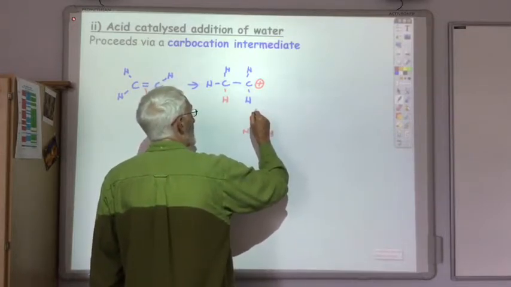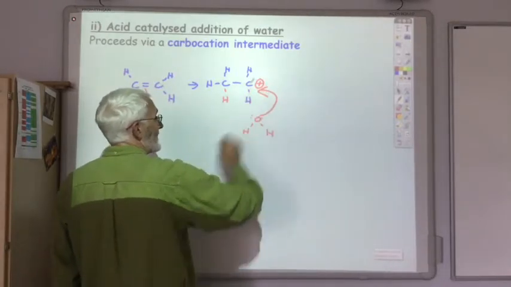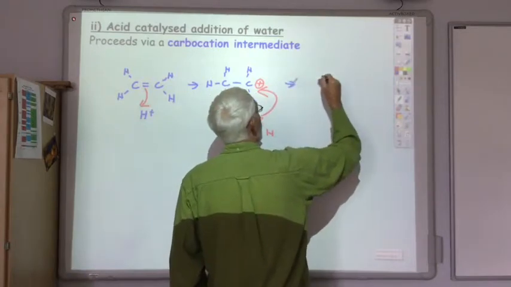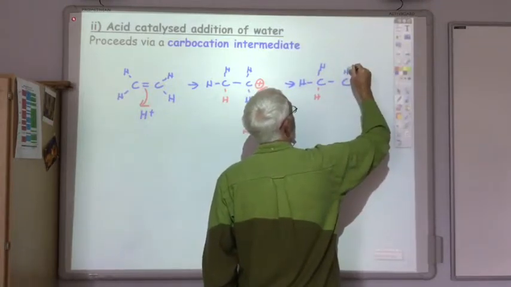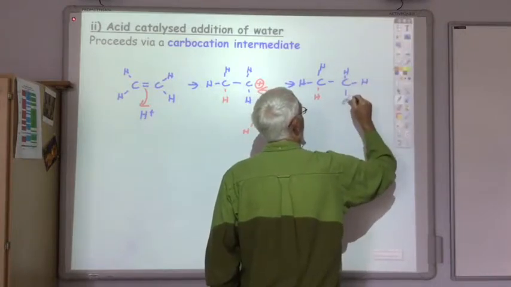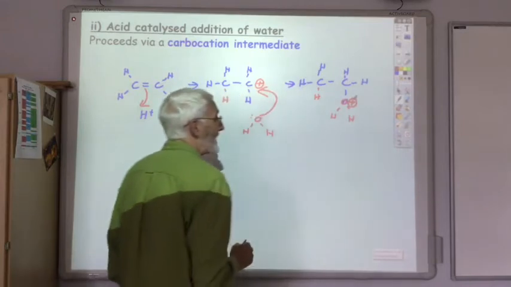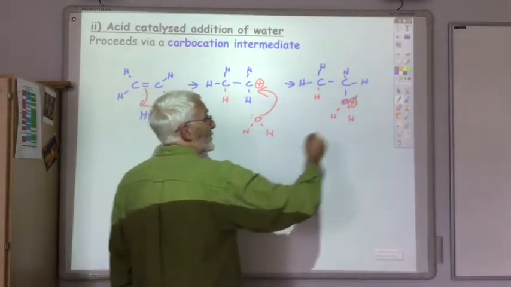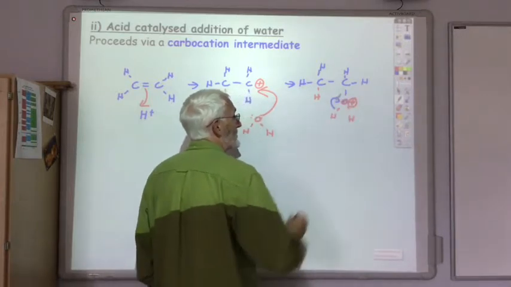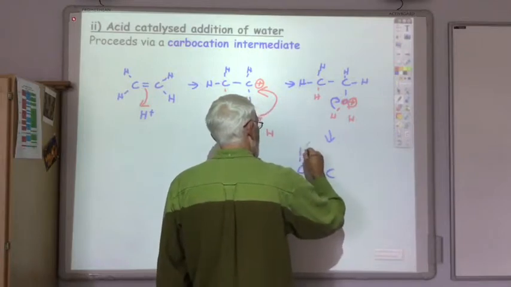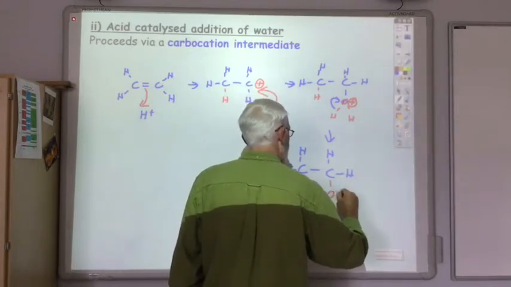Now, the oxygen in the water molecule has got lone pairs, and so they can be donated to form a covalent bond between the carbon and the oxygen. So, try and focus on the similarities between the water and the hydrogen halide. But now there's a positive charge on that oxygen because it's lost an electron. So the final stage in the process is that the O-H bond breaks, those electrons go back onto the oxygen, producing our major product, which is our alcohol with a hydrogen attached to one carbon and OH attached to the other carbon.